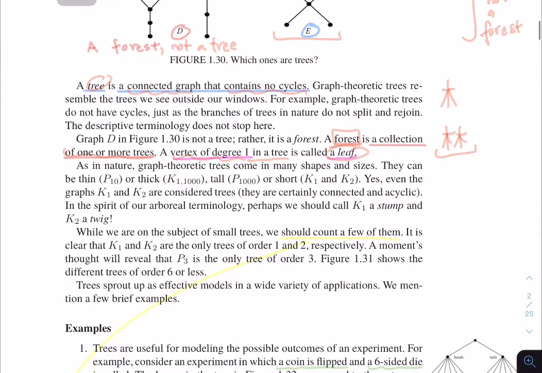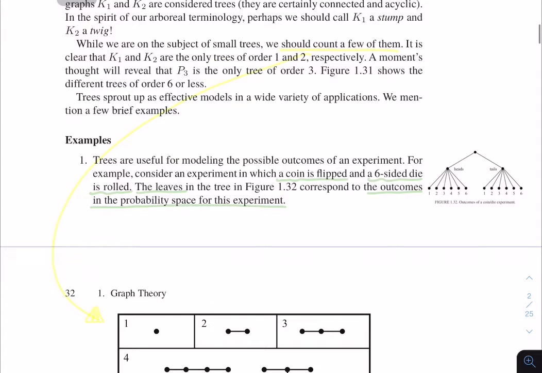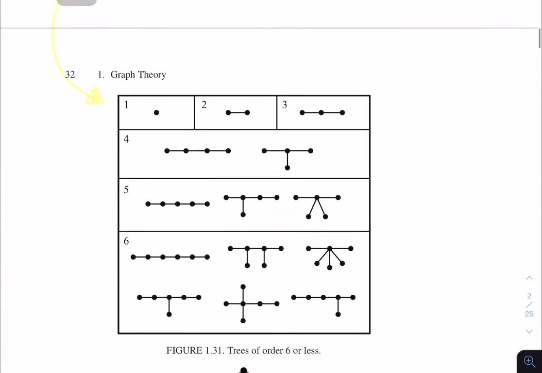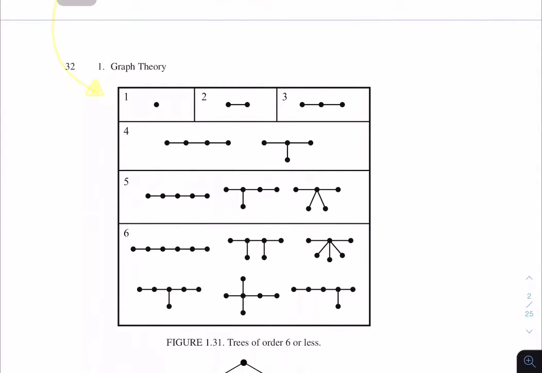So now let's look at the number of trees. There's only one tree if n is equal to 1, 2, or 3, and here are both of the possible trees on 4 vertices, for 5 and for 6.